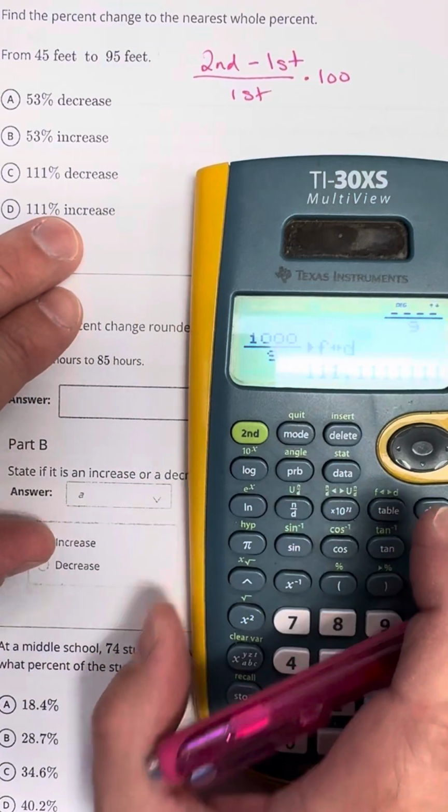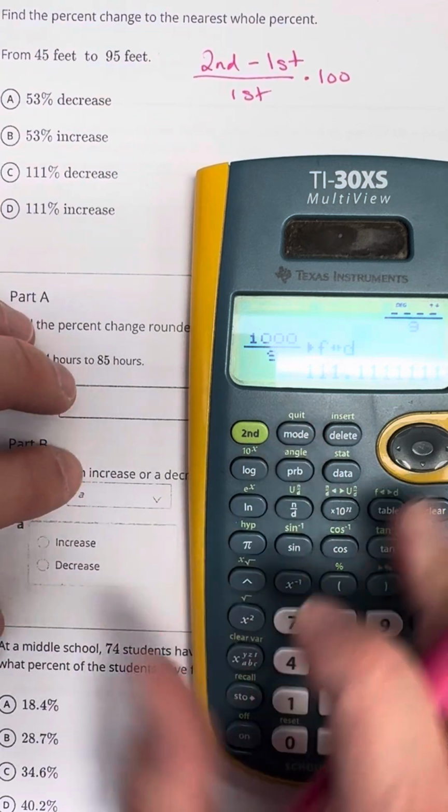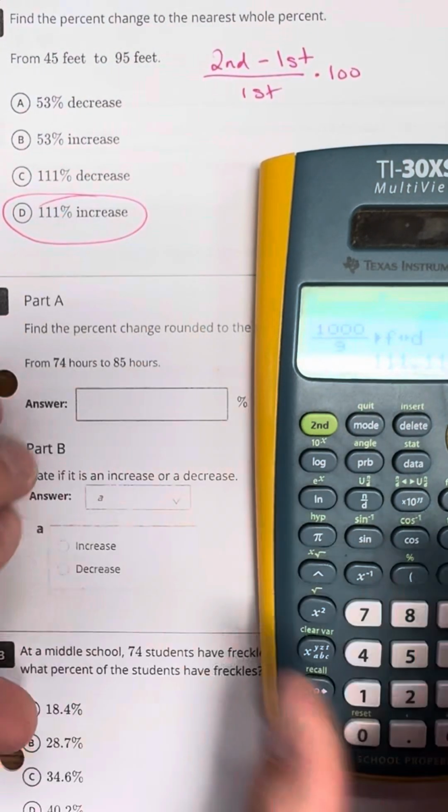We know it's an increase because it's a positive number. If this was a negative number, we would know it would be a decrease, but it is going to be an increase, positive number. D is the answer.